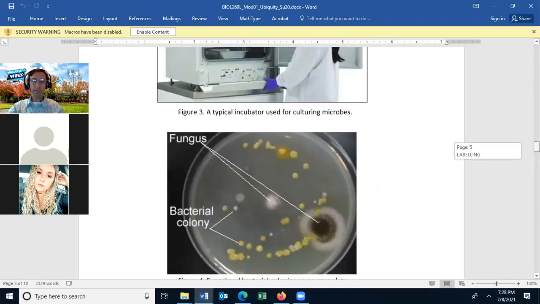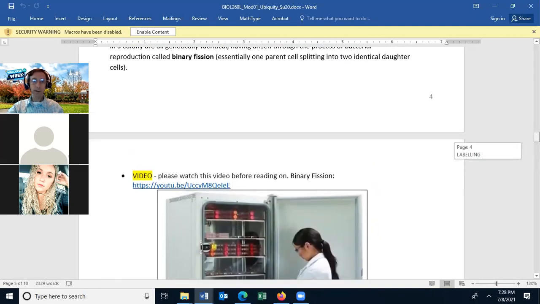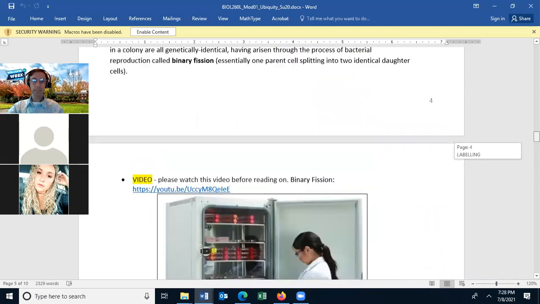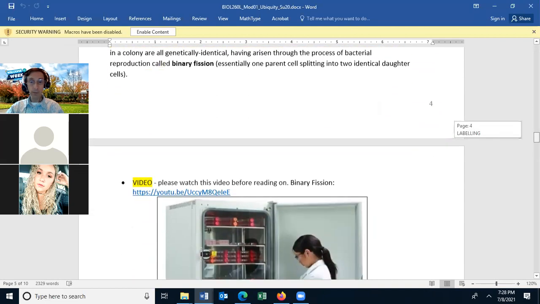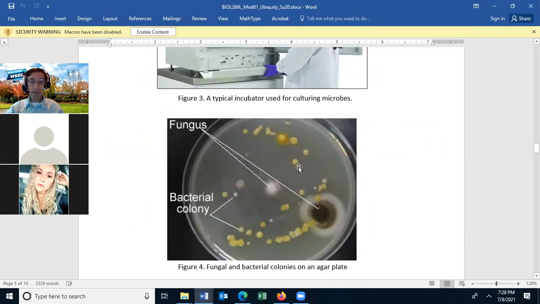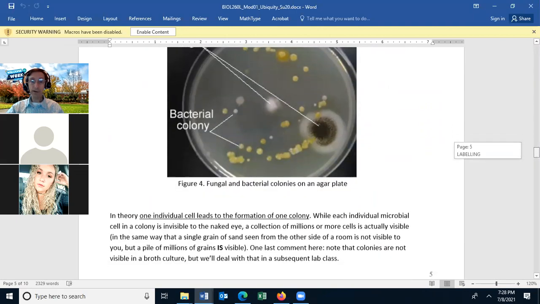All right, where was I? We already mentioned that. You should know that a colony is made up of tens of millions of cells to perhaps hundreds of millions of cells. All of them may be derived from one or very few cells. So when we look at this colony, it may have been derived from one cell or very few cells. Any question about any of that?